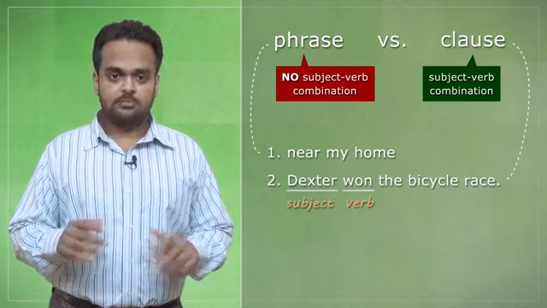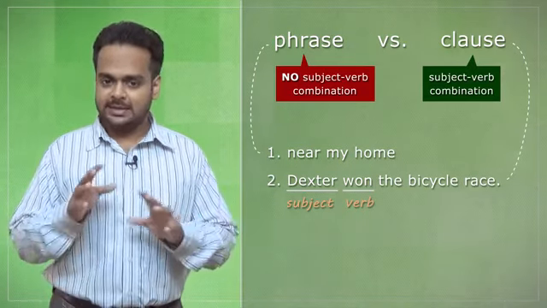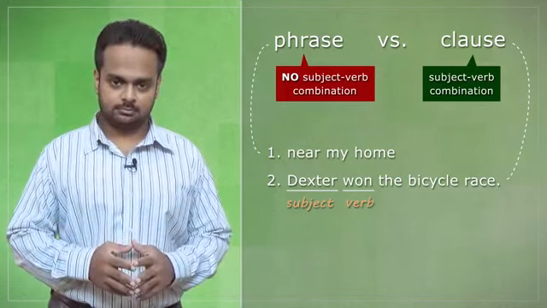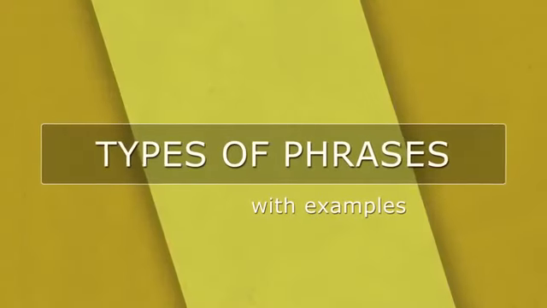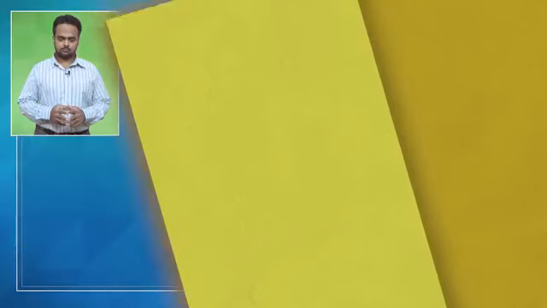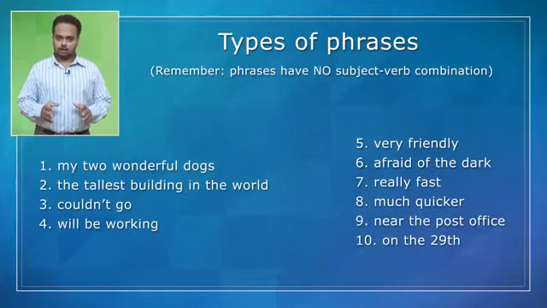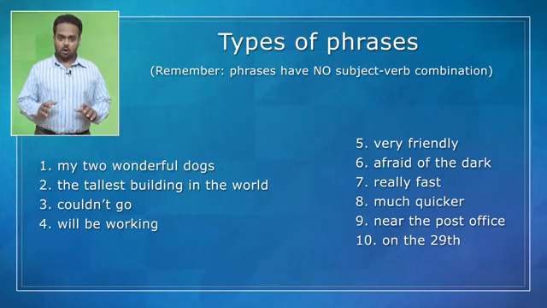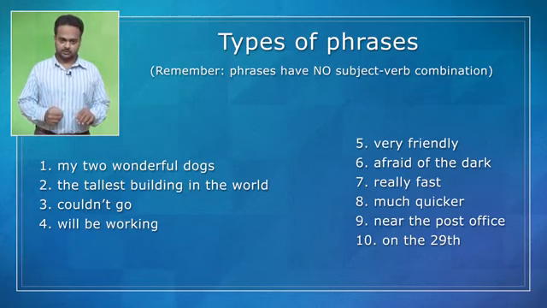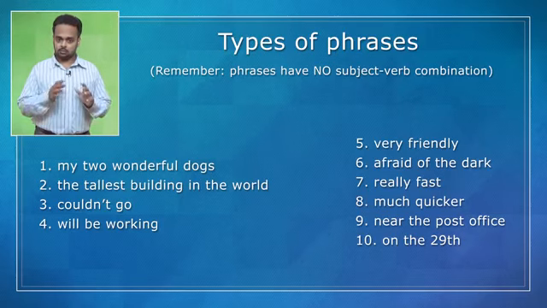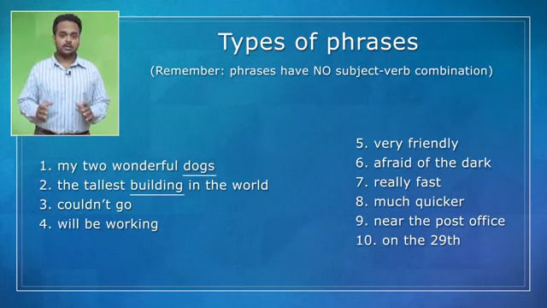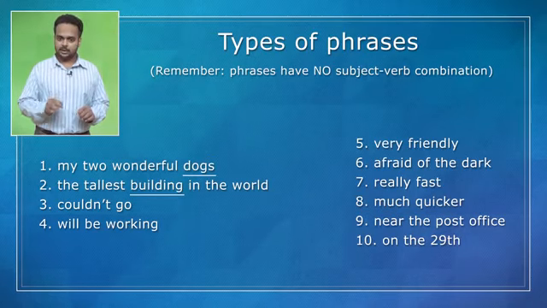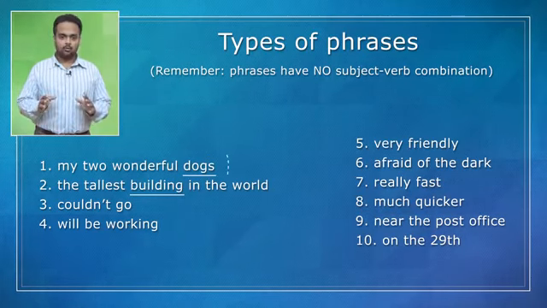So now, let me show you some more examples so that you can learn how to easily identify phrases and clauses. All right, all the words that you see on the screen are phrases. You will notice that in all of these, there's no subject-verb combination. And these examples also show the most common types of phrases. For example, my two wonderful dogs is a phrase focusing on the noun dogs. And the phrase, the tallest building in the world, focuses on the noun building. So we say that these are noun phrases.